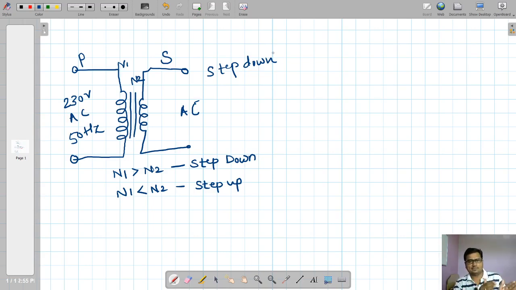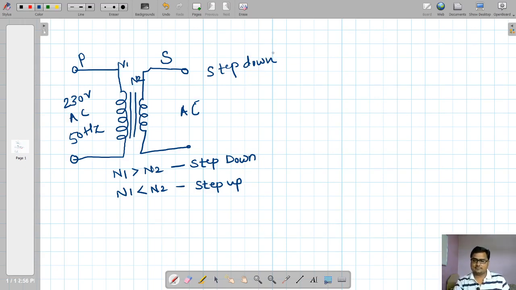Otherwise, voltage at the primary is also AC, voltage at the secondary is also AC. Both are AC voltages. After the power supply, it will be converted into DC. That is the job of the power supply, to convert AC voltage into DC.